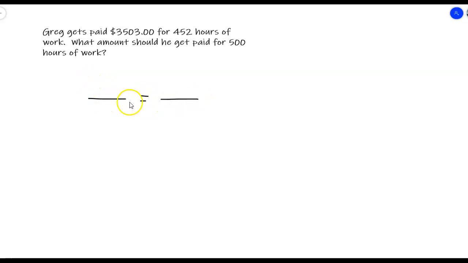That's setting two ratios equal to each other. And remember, we want to keep the similar units on the same ratio. So 3,503 is money. Since I put this on the top, I'm going to put the 452 hours here on the top. And then on the bottom, we don't know how much he got paid, but we do know that he worked 500 hours. So we're going to put 500 here, and this is going to be our variable. So this is the proportion that we're going to solve.